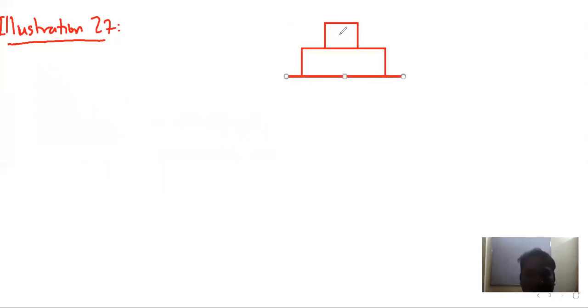So in question 27, we have two blocks, small m and capital M. On capital M, we have a force capital F. Now, in this case, there is no friction between ground and M. So here we can say friction is 0.